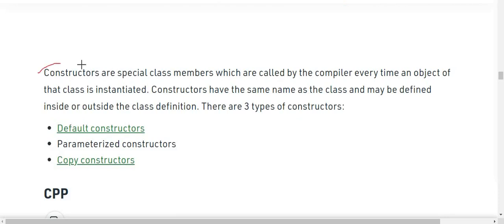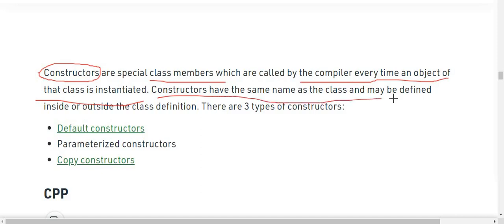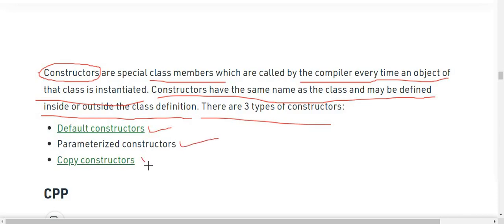Now one of the most important types of member function is the constructor. Constructors are special class members which are called by the compiler every time an object of a class is created or instantiated. Constructors have the same name as the class and may be defined inside or outside the class definition. There are three types of constructor. The first one is the default constructor, the second one is the parameterized constructor, and the third one is the copy constructor.